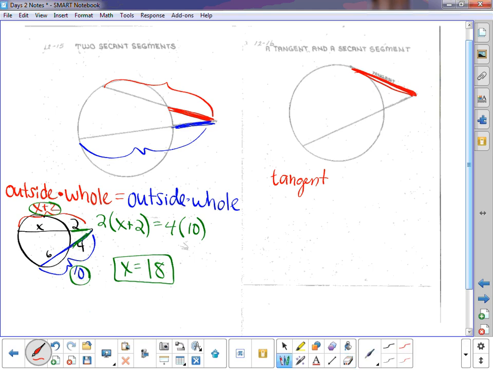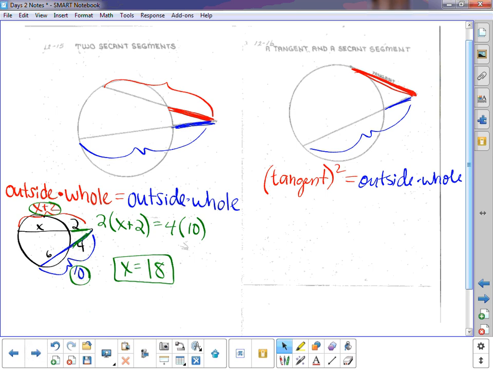So I'm just going to rewrite that as tangent squared. You know we're squaring words? Well, it's because I didn't put a variable for it. Alright, so when we have that tangent, outside times whole is just itself squared. And then once again, we have outside times the whole. Alright, so similar setup, same idea, but when we have the tangent, that gets squared. Right? Questions on our setup here? Okay.